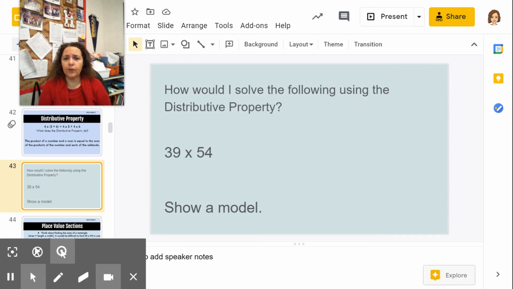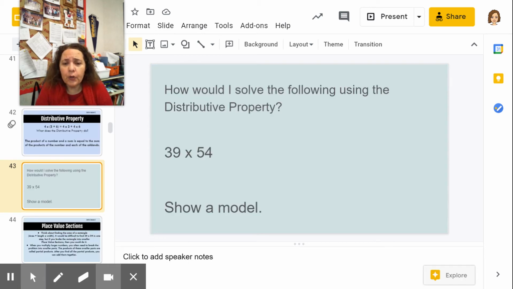Okay, so let's look at this one. How would I solve the following using the distributive property of 39 times 54? We're going to show a model. So how can I break that apart to multiply? Think about it, then come back to me.